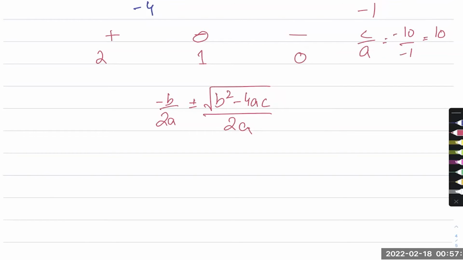If I add them, what will I get? One is minus b over 2a plus this portion. I'm calling this k. And the other one is minus b over 2a minus this k portion. So the k portion automatically cancels. Okay, that's why. The sum of the roots depends on the vertex, not the discriminant. Is that done? Okay.